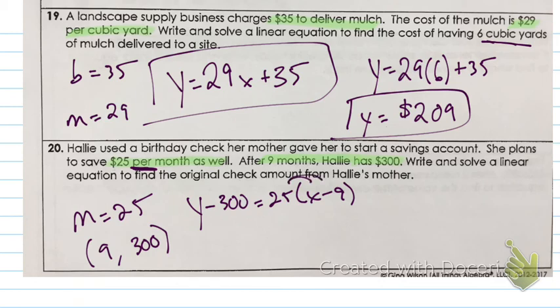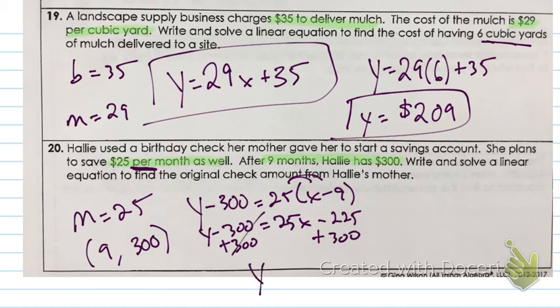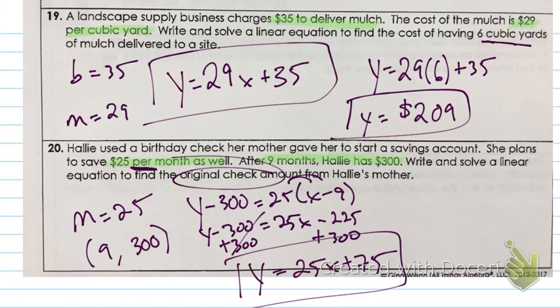I'm going to get this in slope-intercept form, though. I'm going to solve for y. y minus 300 equals 25x minus 225. Yep. Add $300 to both sides, and I get y equals 25x plus 75. That would be my linear equation for this one, right? And the question I need to answer is, what's the original check for?